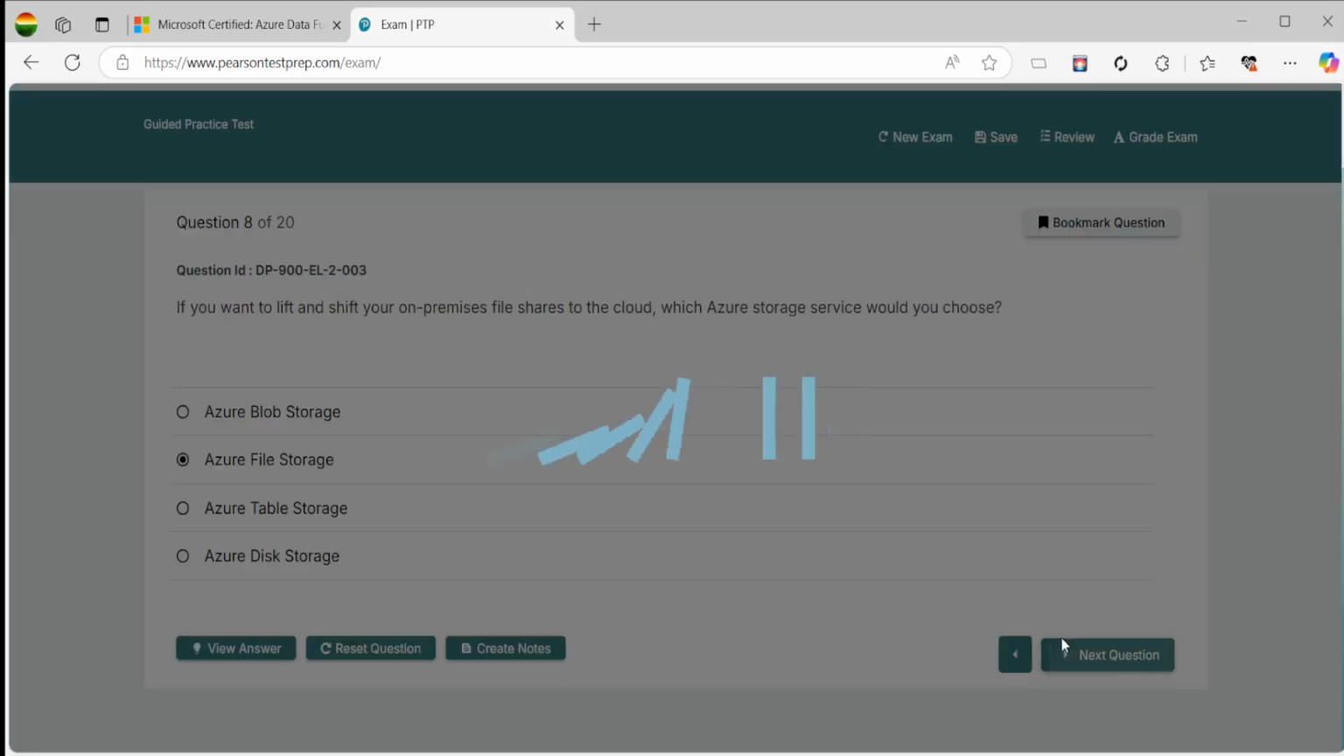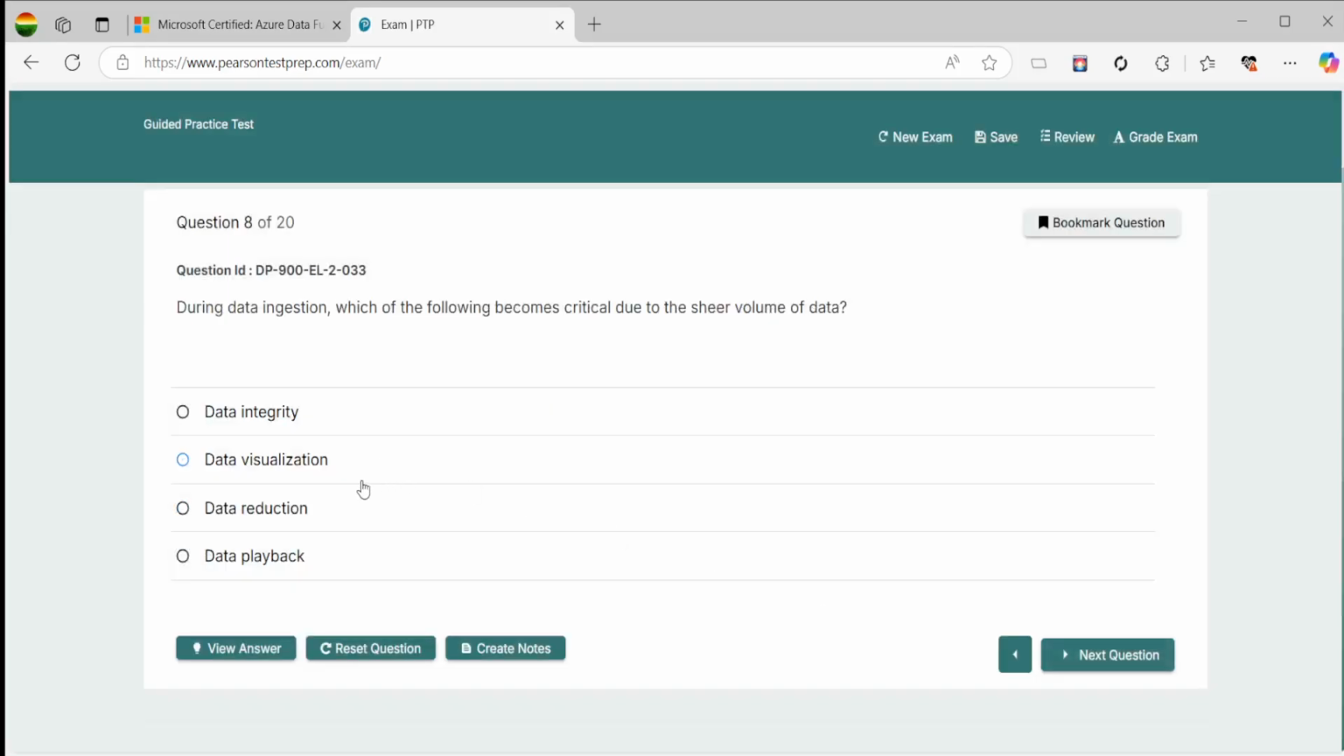is the answer. During data ingestion, which of the following becomes critical due to the sheer volume of data? Data integrity, visualization, reduction, or playback? The answer is integrity.